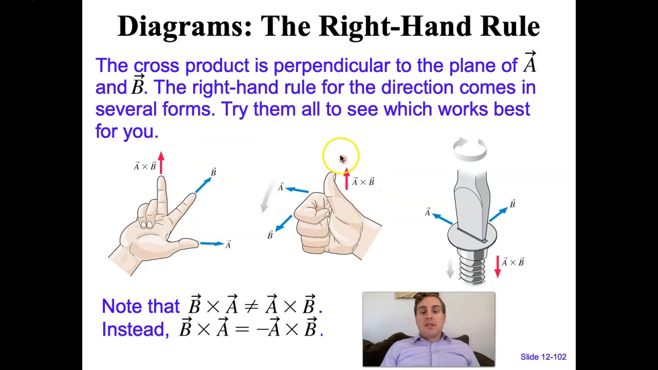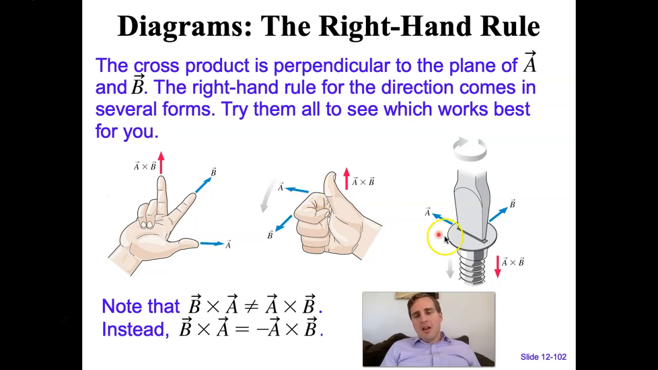Okay? So it's this middle method that I often use in the videos and what I often explain. I think if we point our fingers in the direction of vector A and rotate them in the direction of vector B, the thumb pointing in the direction of A cross B is easiest to see. Some people like the three-finger method, where vector A is the thumb, vector B is the pointer finger, and then vector A cross B is the third finger. But in certain cultures and in sign language, I think having the middle finger extended like that can be offensive.